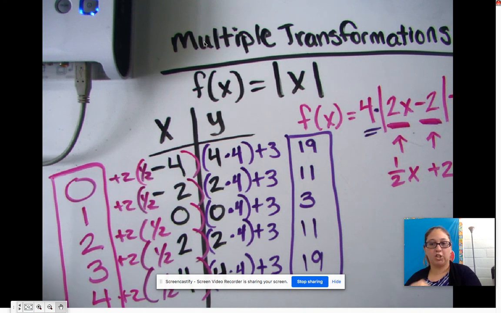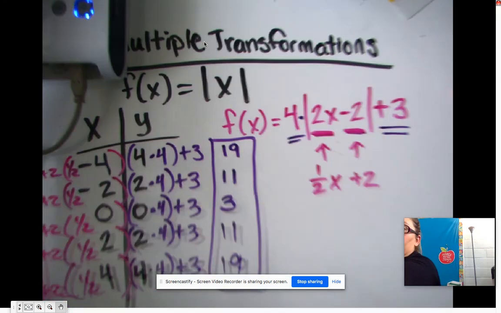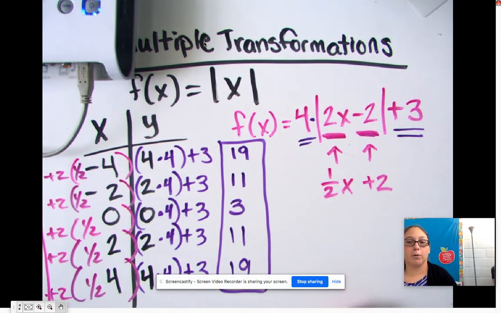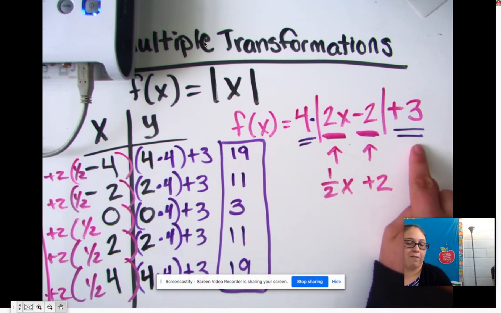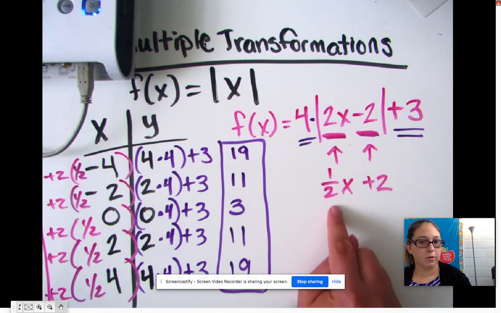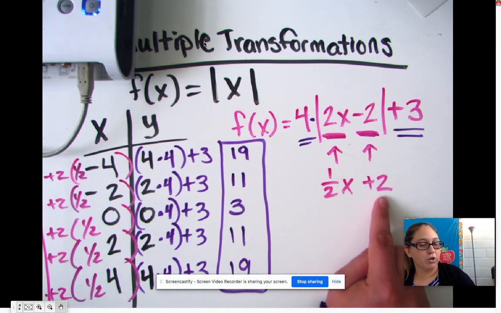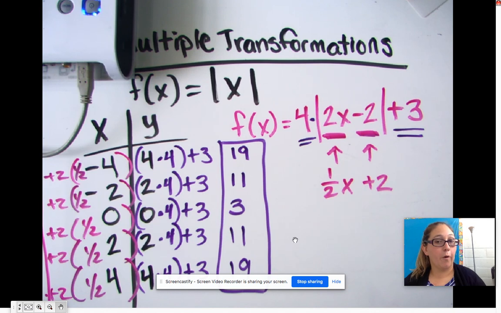Verbally, how did it change? There's a lot going on, right? So let's start with the vertical. We had a vertical dilation with a scale factor of 4, and we had a vertical translation of +3 units up. We had a horizontal dilation with a scale factor of 1/2. We had a horizontal translation of 2 units to the right. Okay? So hopefully that helps, guys.